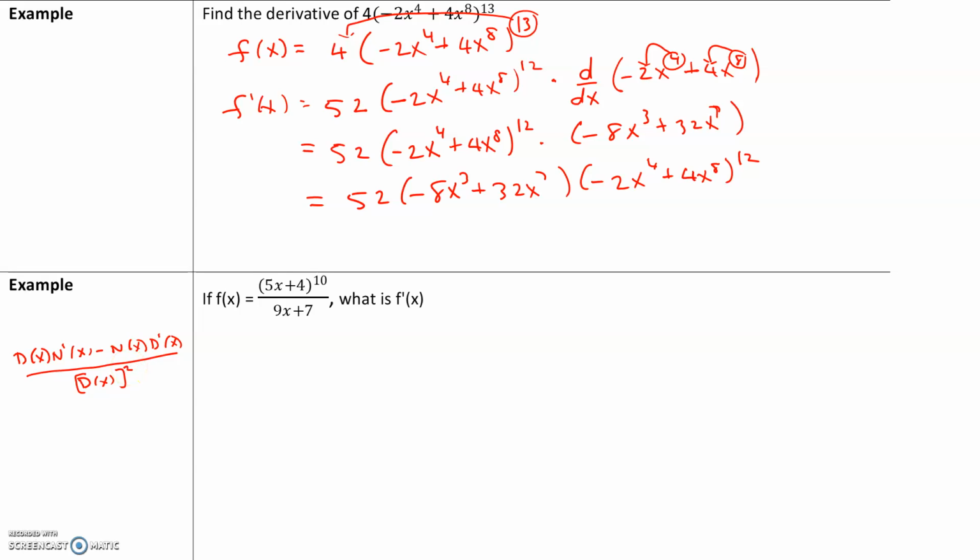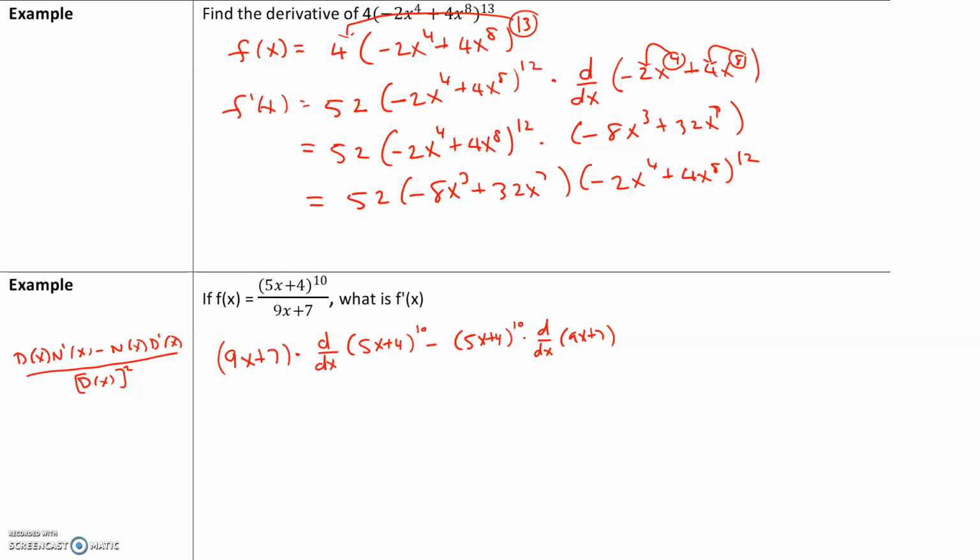Okay, so let's start plugging stuff in. Our denominator is 9x plus 7, so I'm going to write all this out. I have 9x plus 7, and I'm going to multiply this by the derivative of the numerator. I don't know what that is yet, but I'm just going to write that out. So times the derivative of (5x plus 4) to the 10th power. I'm going to calculate this on the side, but I'm just going to write the formula out. Minus the numerator, which is (5x plus 4) to the 10th power, times the derivative of the denominator, which is 9x plus 7.